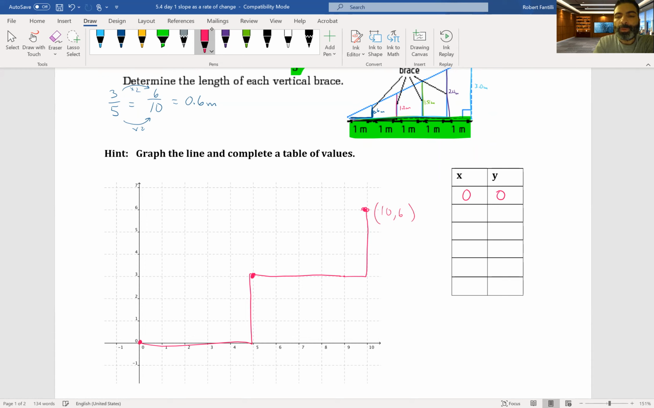10, 6. Well, I had 5, 3, right? Remember, this is the y, this is the x, or 3 over 5, and the 3 became a 6, and the 5 became a 10. They're both doubled. That makes sense.